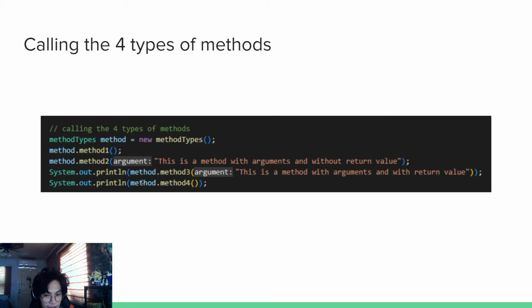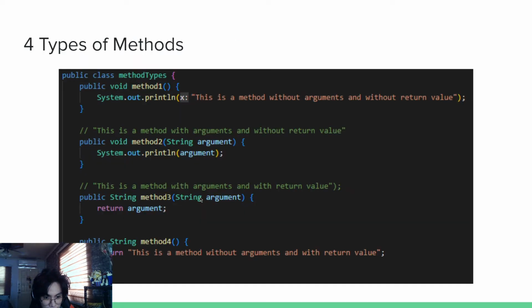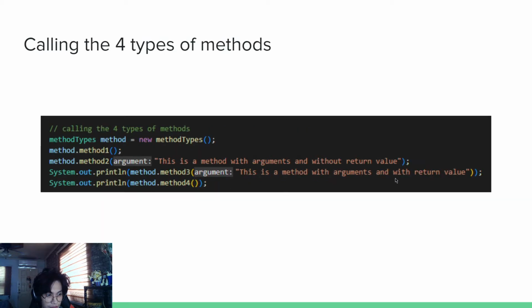So for our method 3 here, we're using the system out print line since we're going to return a value. So what we're going to return here is whatever we passed. We passed the argument, which is "this is a method with arguments and with return value." So this is the argument. It's a string, and in this case, that's also what we're going to return. So after we pass that, we're just going to return it again. Over here, it's just going to return whatever we passed here. So it's going to print this string in our method 3.